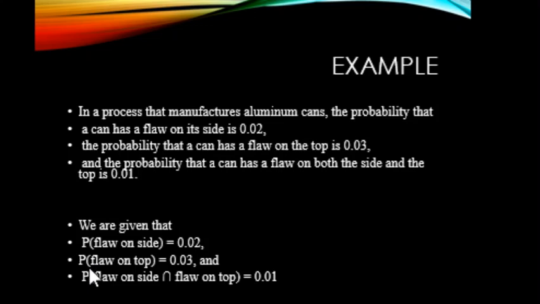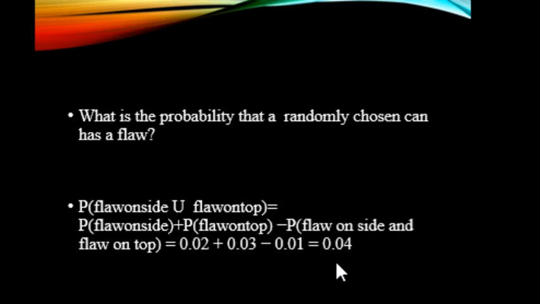So we can put this in this format. Probability of a flaw on side is 0.02. Probability that the flaw is on top is 0.03. Probability that the flaw is on side intersection flaw is on top is 0.01. Okay, based on the information that we have, we can answer a few questions. What is the probability that a randomly chosen can has a flaw? So what are we trying to find here? We are trying to find the probability that the flaw is on the side union the flaw is on top.